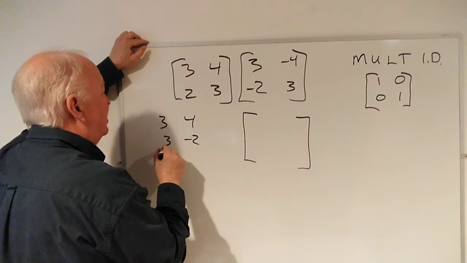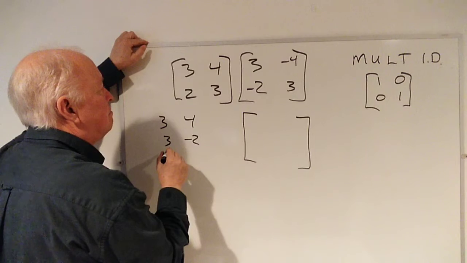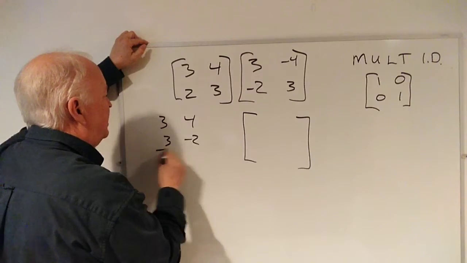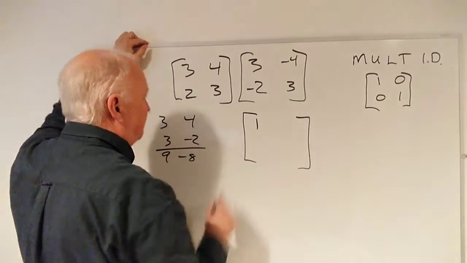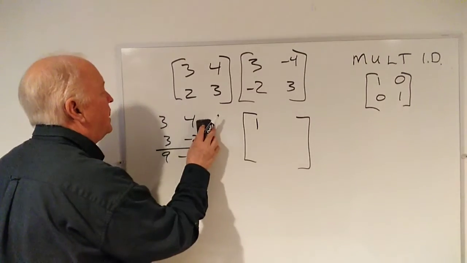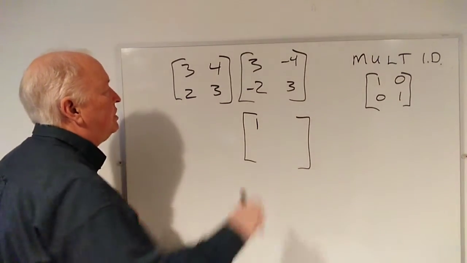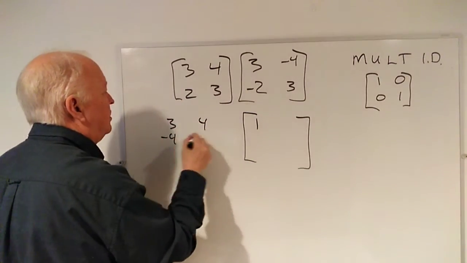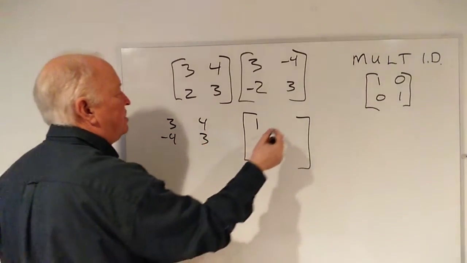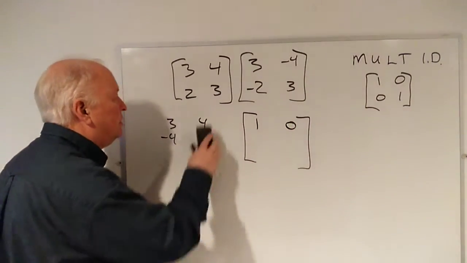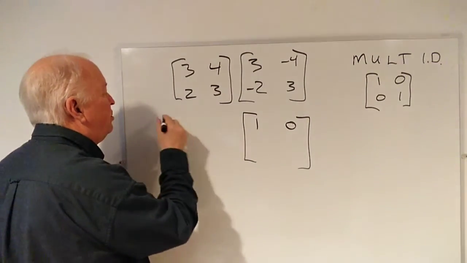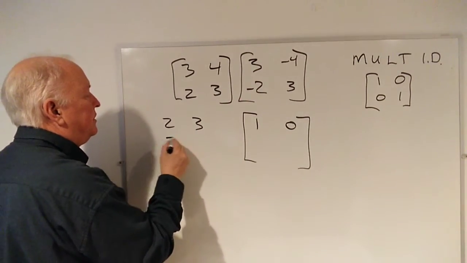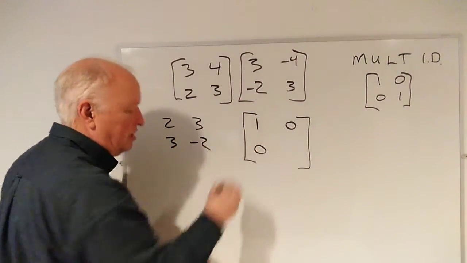And that's 9 minus 8, which is 1. Then we're going to do this one, which is row 1, column 2. We can clearly see that those are opposites, so that's going to be 0. Then here it's going to be row 2, column 1. Again, these are opposites, going to give me 0.